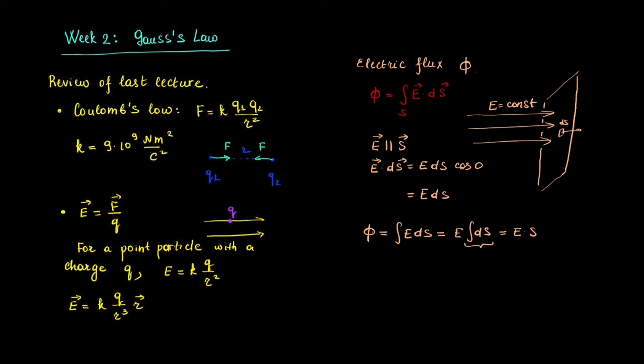Since flux is a derived quantity, it also has derived units, and the unit of flux is Newton meter square divided by Coulomb.